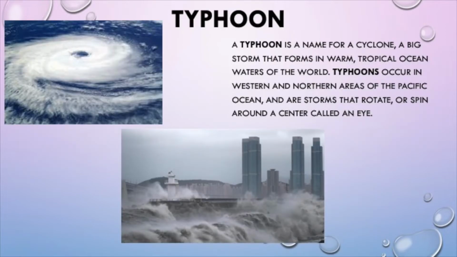When a hurricane forms in the warm tropical ocean waters of the Pacific Ocean, we typically call it a typhoon. A typhoon is a name for a cyclone, a big storm that forms in warm tropical ocean waters of the world. Typhoons occur in western and northern areas of the Pacific Ocean and are storms that rotate or spin around a center called an eye.